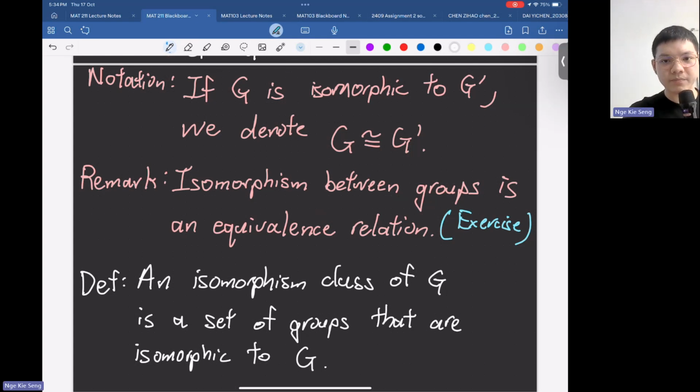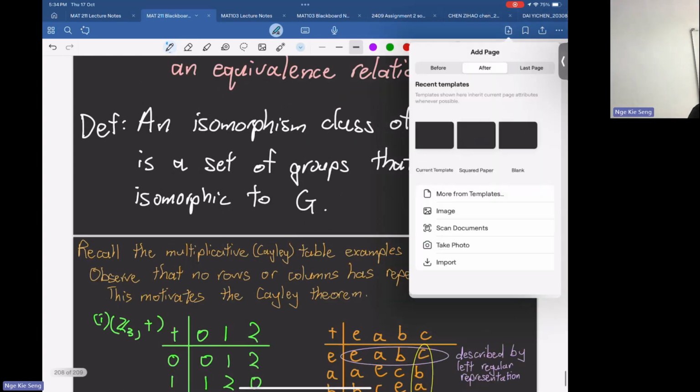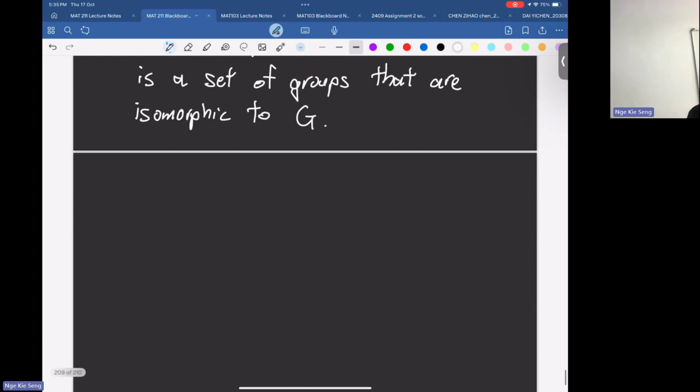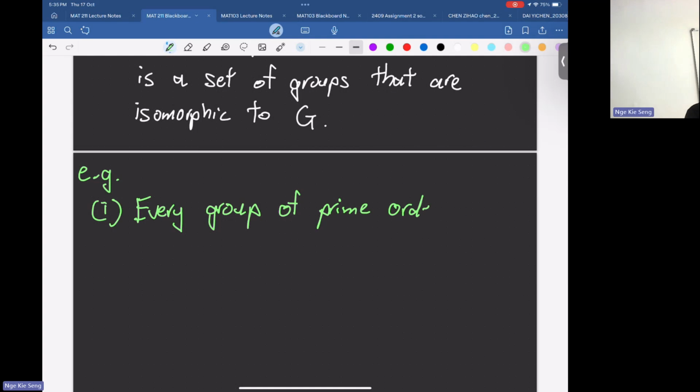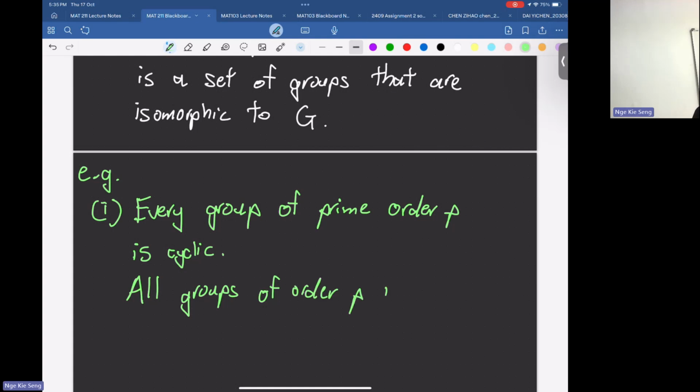Okay. How about I give you some examples, but I don't prove them to you yet. Sooner or later, we'll see these examples again. So one example is: every group of prime order P is cyclic. Okay. In other words, all groups of prime order P are isomorphic to a cyclic group. So all groups of order P are isomorphic.